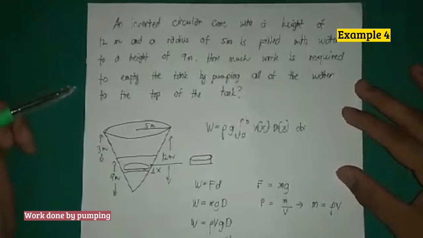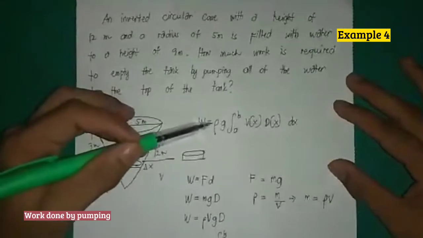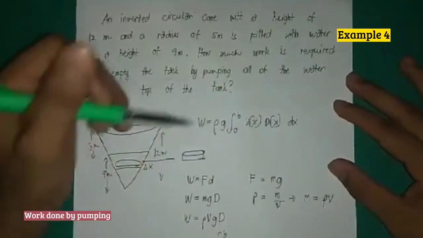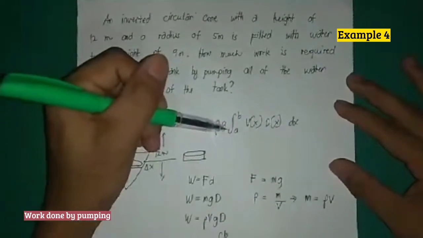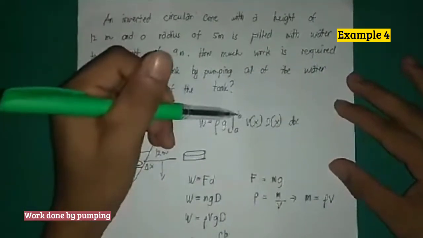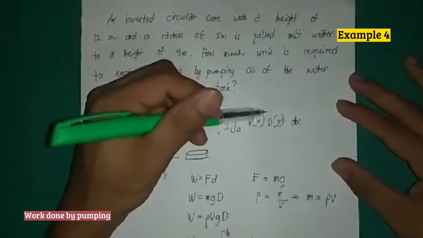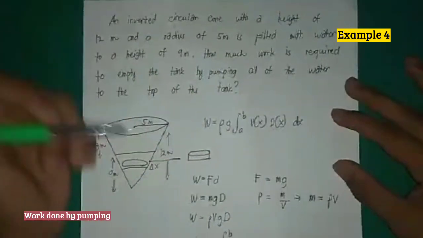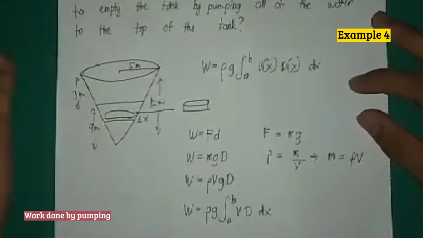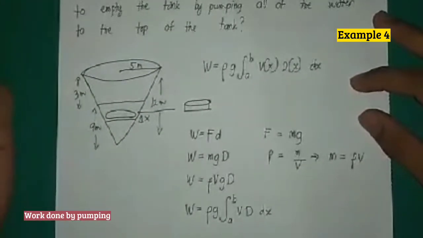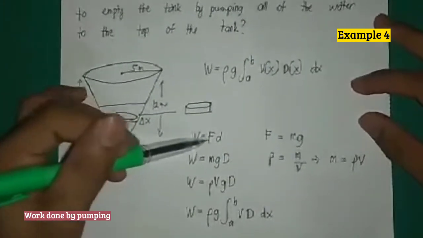And the formula that we're going to use is the density times the gravitational acceleration, times the definite integral from A to B of volume times the distance dx. So before that, here is how I got this formula. So, we already know that work, the formula for work, is force times distance.